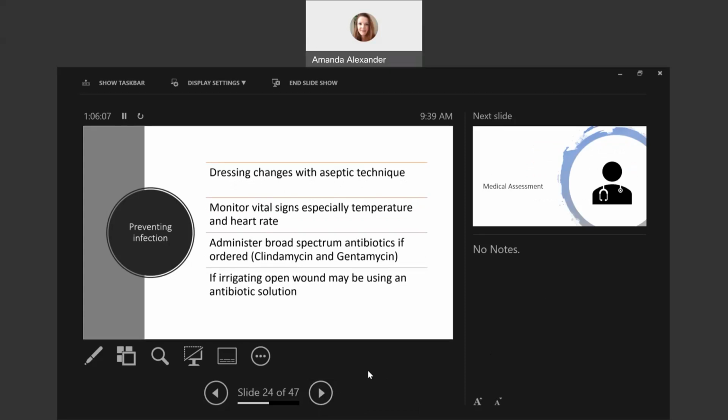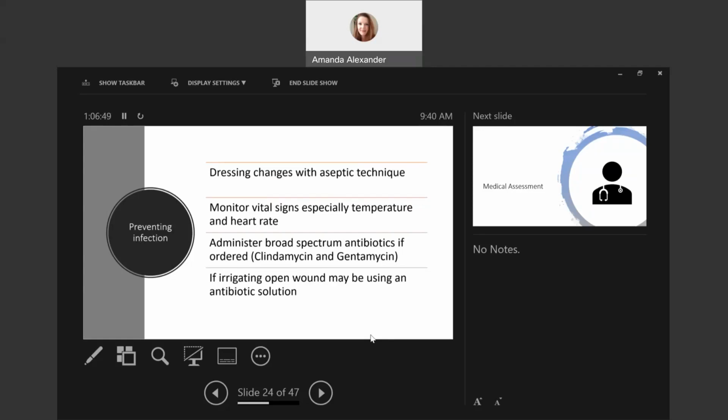Some of the preventing infection stuff that we need to be aware of is dressing changes with aseptic technique. We're going to monitor vital signs for temperature and heart rate. Remember I said that if the patient starts to have some pain or even sign of infection, the heart rate's going to elevate. So they may have a high heart rate. Administer broad spectrum antibiotics as ordered. Gentamicin and clindamycin are two broad spectrums that have been ordered in the past, and we've started ordering Ancef, which is another. And it's usually given at the time of surgery.